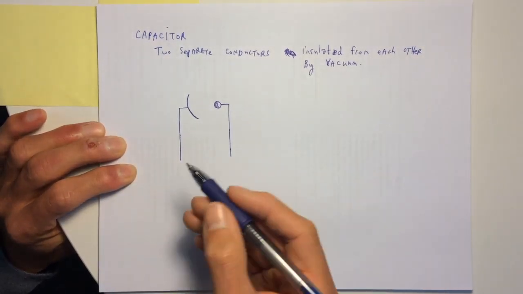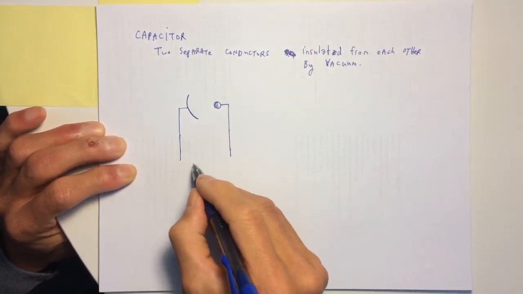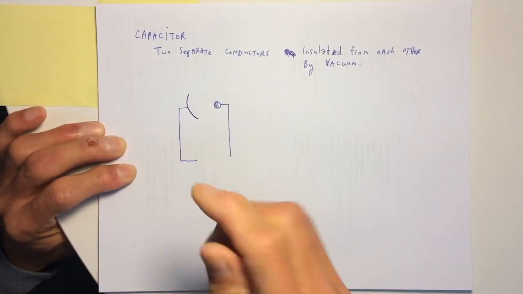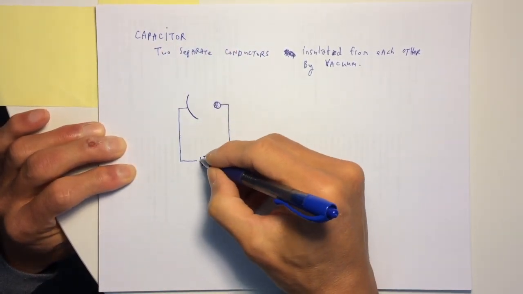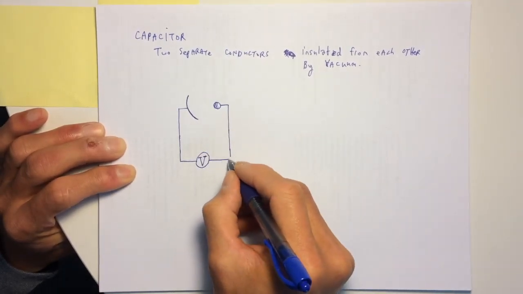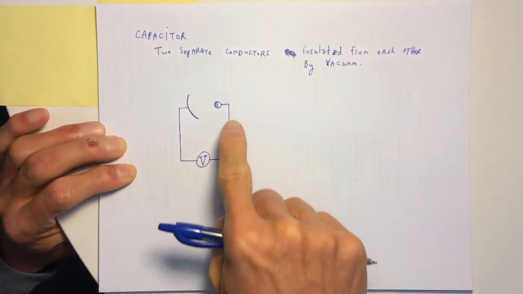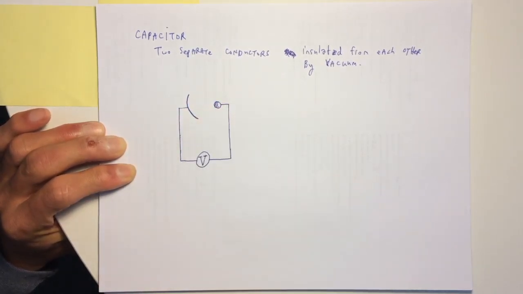Yeah, I'm gonna pretend like this is it. Okay, and then I'm going to connect these two things, right? The way we know about capacitor voltages is we imagine putting a voltmeter across the device. So here's the voltmeter across the capacitor.